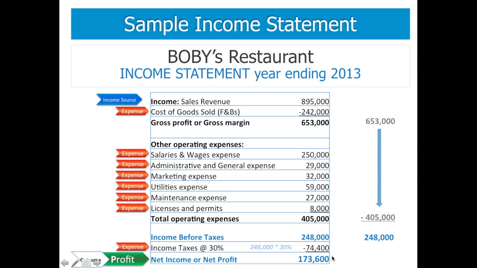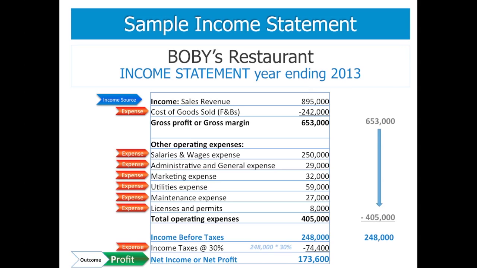Now remember that there are three possible outcomes. Either all of the profits go to the owner or the owners, all of the profits are reinvested into the business, to be retained into the business. And of course, there is a third alternative, take some of the profits and distribute it to the owners, and take also the remaining and leave it in the business. So there are three alternatives in case that we have a profit. So this is a sample of an income statement.